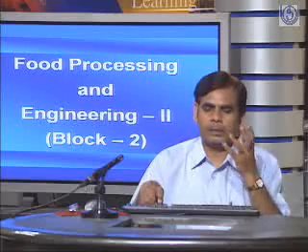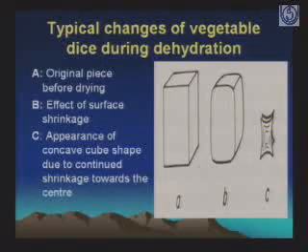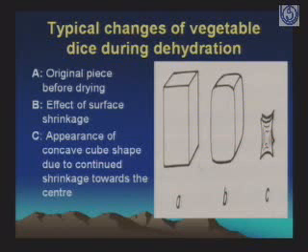Then after drying, what are the conditions that become typical? For example, you can see the first one is the original piece of the vegetable before drying. After some time, as moisture drying starts, it becomes shrunk, as you can see in B. Finally it becomes a concave shape due to shrinkage toward the center of the product. So this is after drying and before drying.